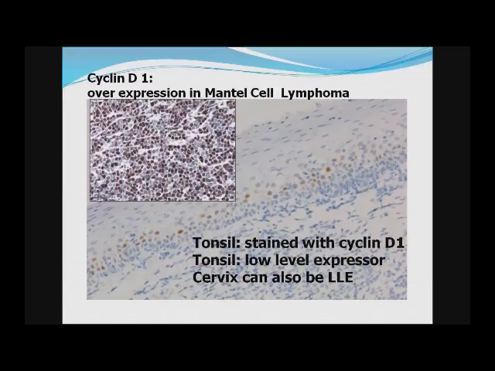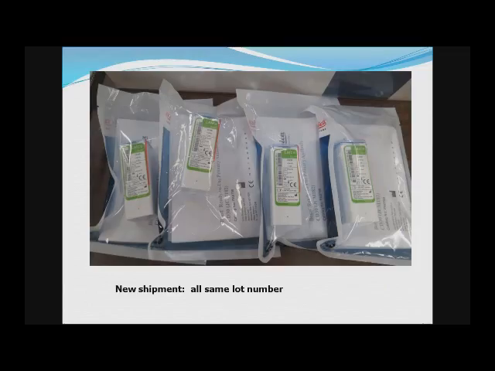Now, I mentioned earlier about a low expressor, and certain antibodies we do run low expressor level controls, and one of those is cyclin D1 or BCL1 for mantle cell lymphoma. And in the top left, you can see where the antibody is very deeply stained. It's an overexpression of the BCL1 in the mantle cell lymphoma, and also a slide of tonsil that's used as a low expressor.